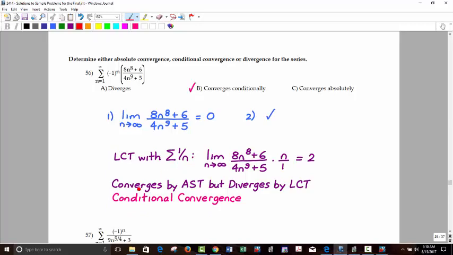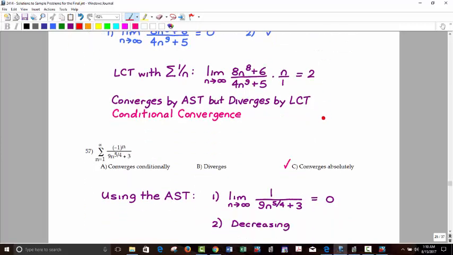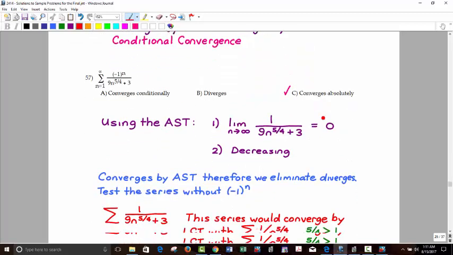So what I wrote here is that it converges by the alternating series test, but when you drop the negative 1, it diverges by LCT. That is what's called conditional convergence. That means the series had to have the negative 1 in order to converge, so it was critical. Absolute convergence means it converges with or without the negative 1, which is what's happening on this next one.